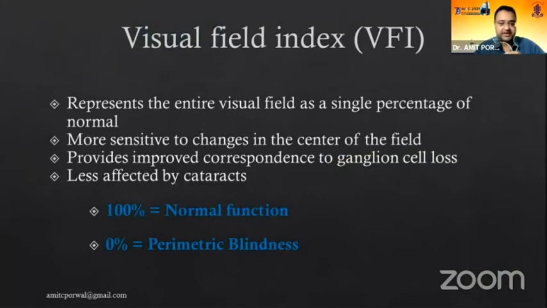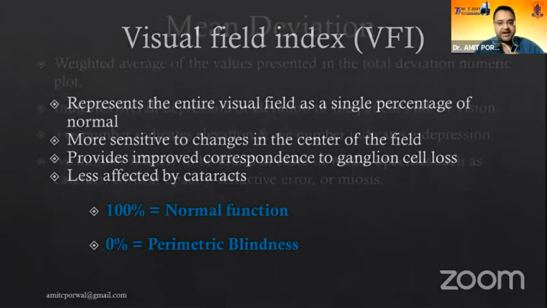It is called VFI. It represents the entire visual field as a single percentage of normal. So it is more sensitive to changes in the center of the field. It provides improved correspondence to the ganglion cell loss. It is less affected by cataract. So 100% means it is normal function, and 0% means it is perimetric blindness.